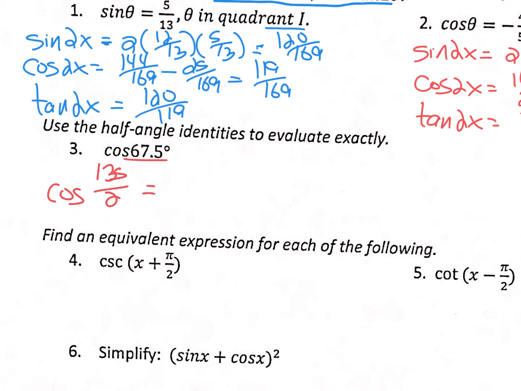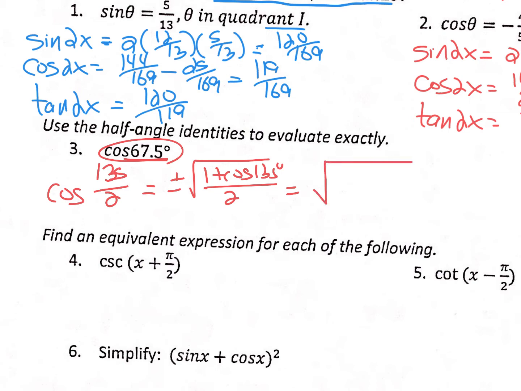So I'm going to use the cosine x over 2 identity, which is on our formulas on the back of your paper. I'm doing plus or minus the square root of 1 plus cosine x over 2, x being 135 degrees. The one thing you do have to know, well, first of all, cosine 67.5 is in quadrant 1, so that means it's going to be positive. So I'm going to drop that plus or minus and just know it's positive.